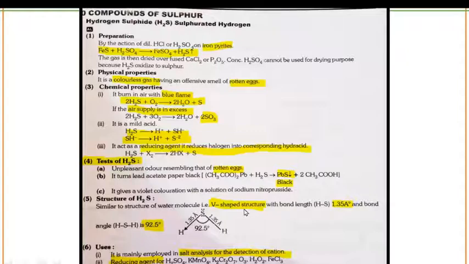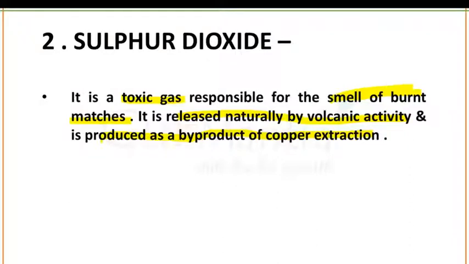If you talk about the uses of H2S gas, it is mainly employed in salt analysis for the detection of cations. And number 2 is, it acts as a reducing agent for compounds like H2SO4, KMnO4, K2Cr2O7, etc. It was all about H2S, hydrogen sulfide or sulfurated hydrogen. Next compound is sulfur dioxide or SO2.